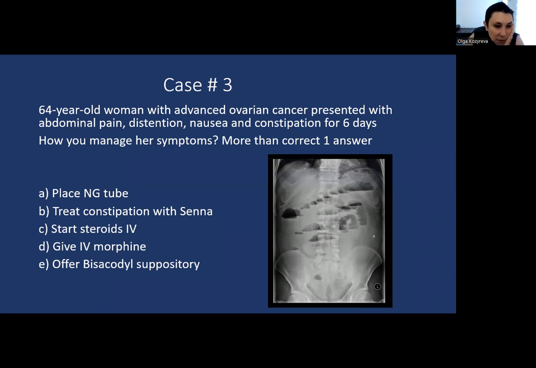So yeah, we can place an NG tube. We can treat her constipation with senna. We can start steroids IV. We can give IV morphine. We can offer her a bisacodyl suppository. What would you do?